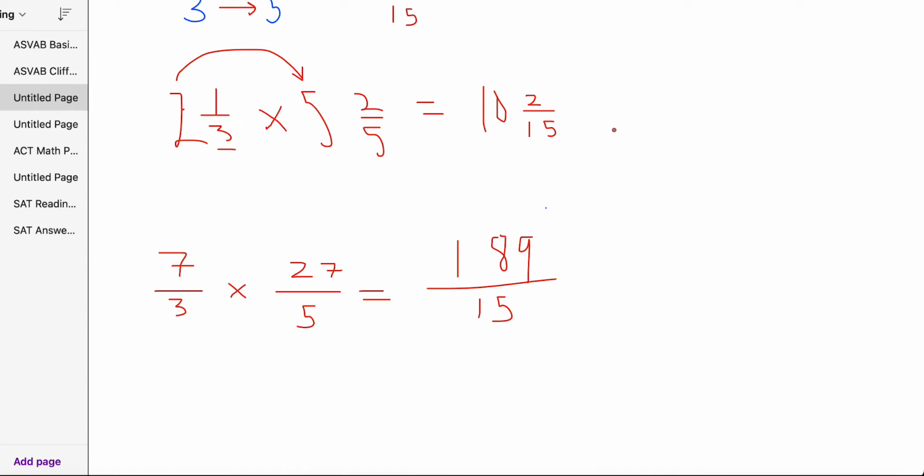189. So now I'm curious. I want to convert this into a proper fraction to see if we get the same answer. We take this 10, multiply by 15, we get 150, give me a second here, we get 150 plus 2, we get 152 over 15. So yeah, I guess this way doesn't work.